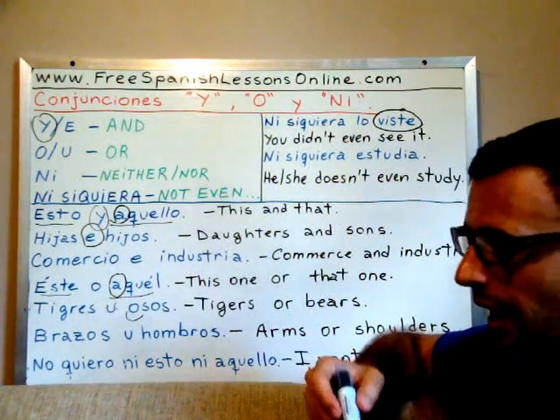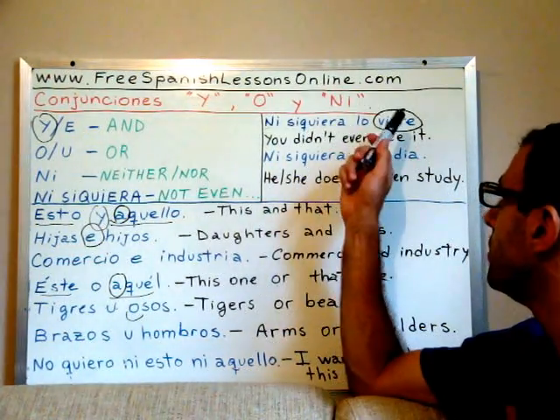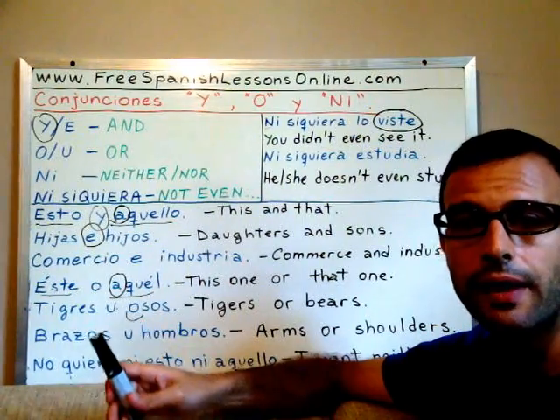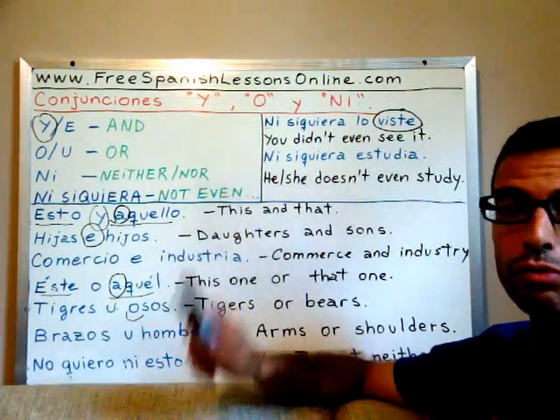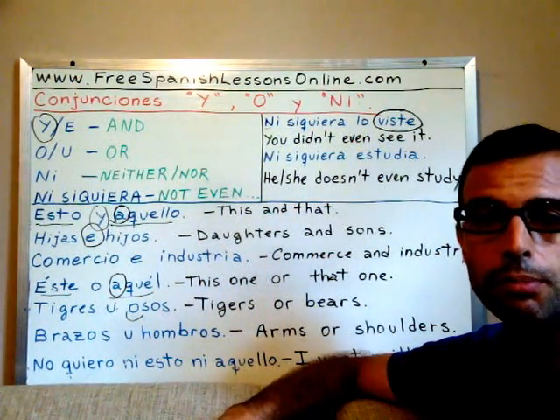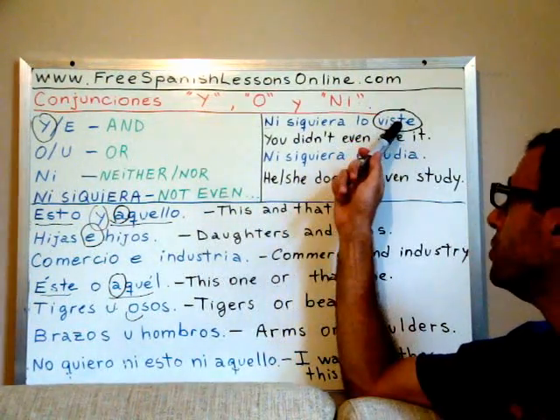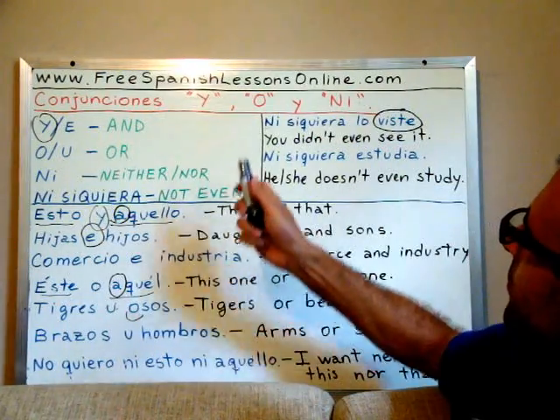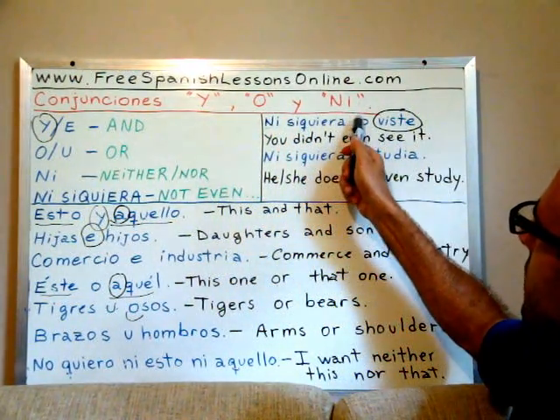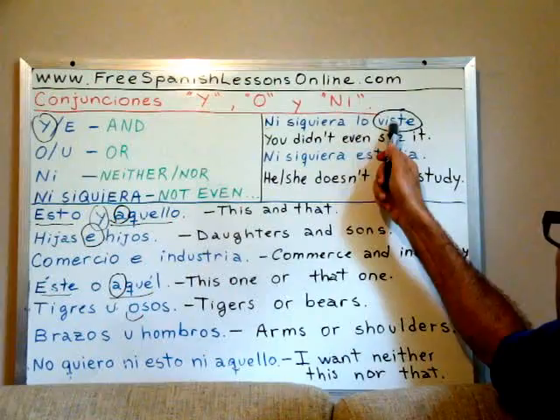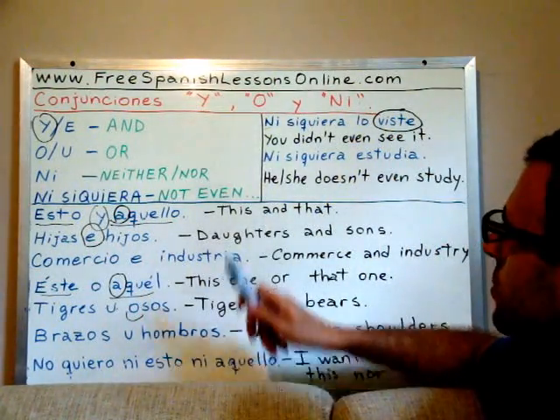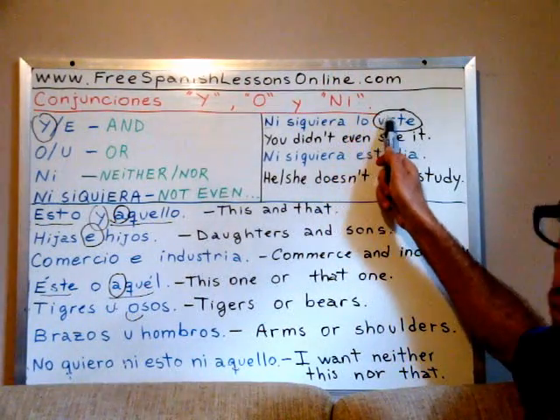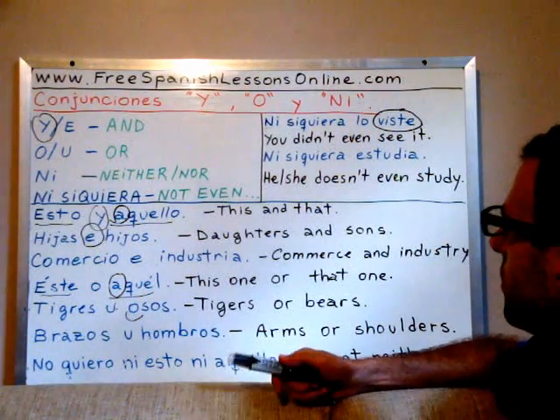Viste, I look at it and I know that viste is the simple past tense of the verb ver, to see, for the second person of the singular. That is for you. So this means you didn't even see it. Not even it you saw, that would be the word-by-word translation, or you didn't even see it.